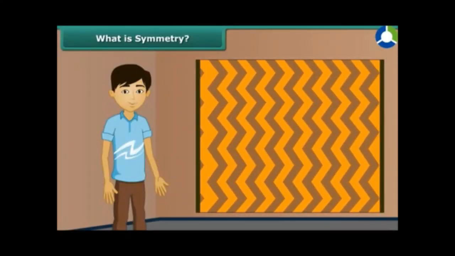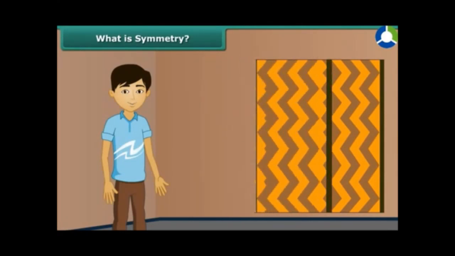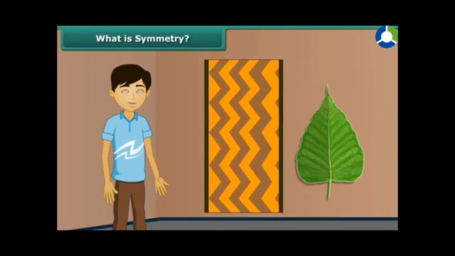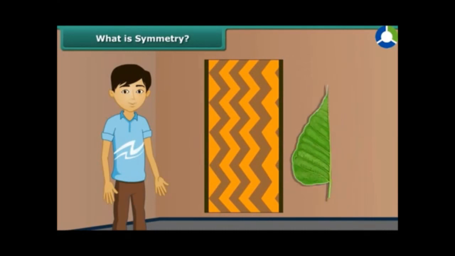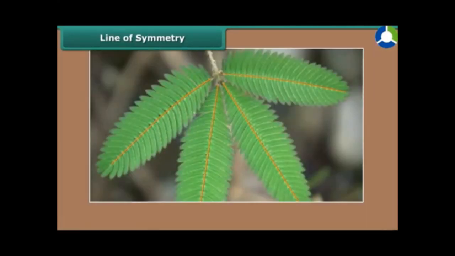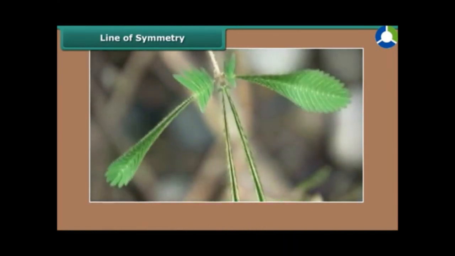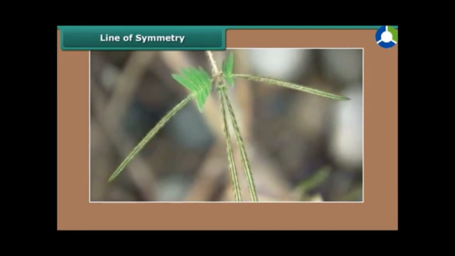Children, look at the rug. When you fold it, the left and right halves match each other. Thus, the rug is said to be symmetrical. Look at this leaf. On folding the leaf, its two halves match each other, thus it is symmetrical. Look at the touch-me-not plant's leaves. When you touch, it is folded in halves. Can you see the two halves matching each other? This particular line created by folding of the leaves is called the line of symmetry.